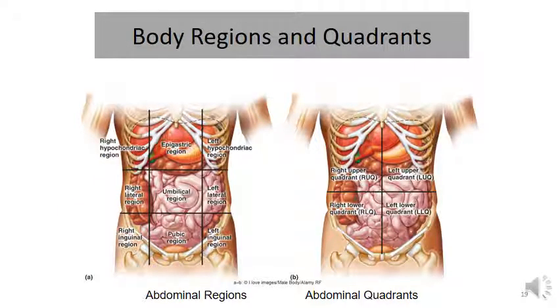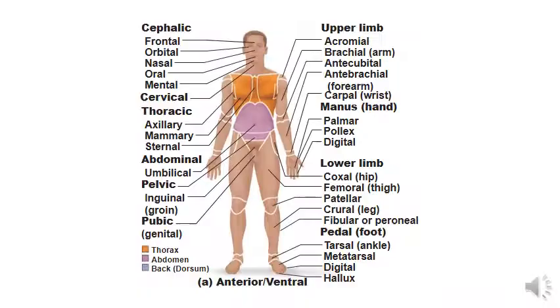Body regions and quadrants. I want you guys to study these pictures. You will hear these terms throughout the semester. So this is more to describe where the injury is, for example, in the abdominal pelvic region. Okay, and lastly, this specifically will not be on the exam, but you will hear and see these terms throughout the semester. So I would like you to study this picture and become familiar with these different terms for our body parts.